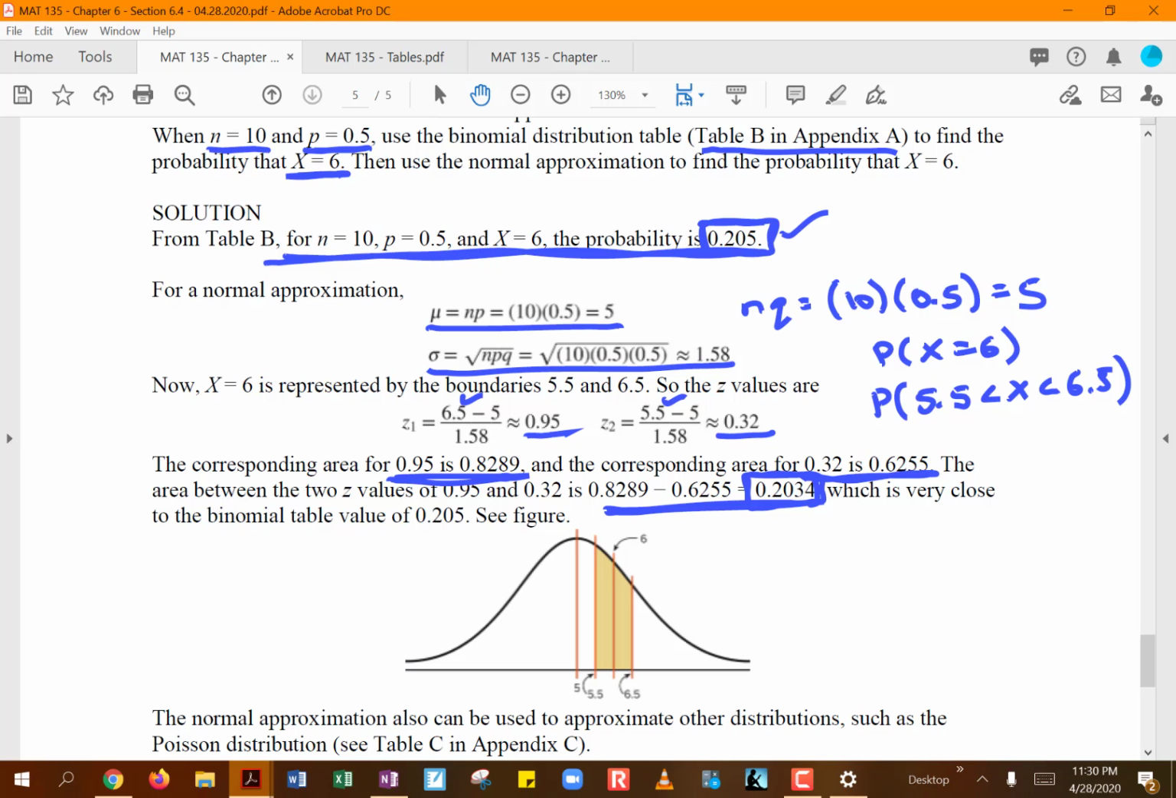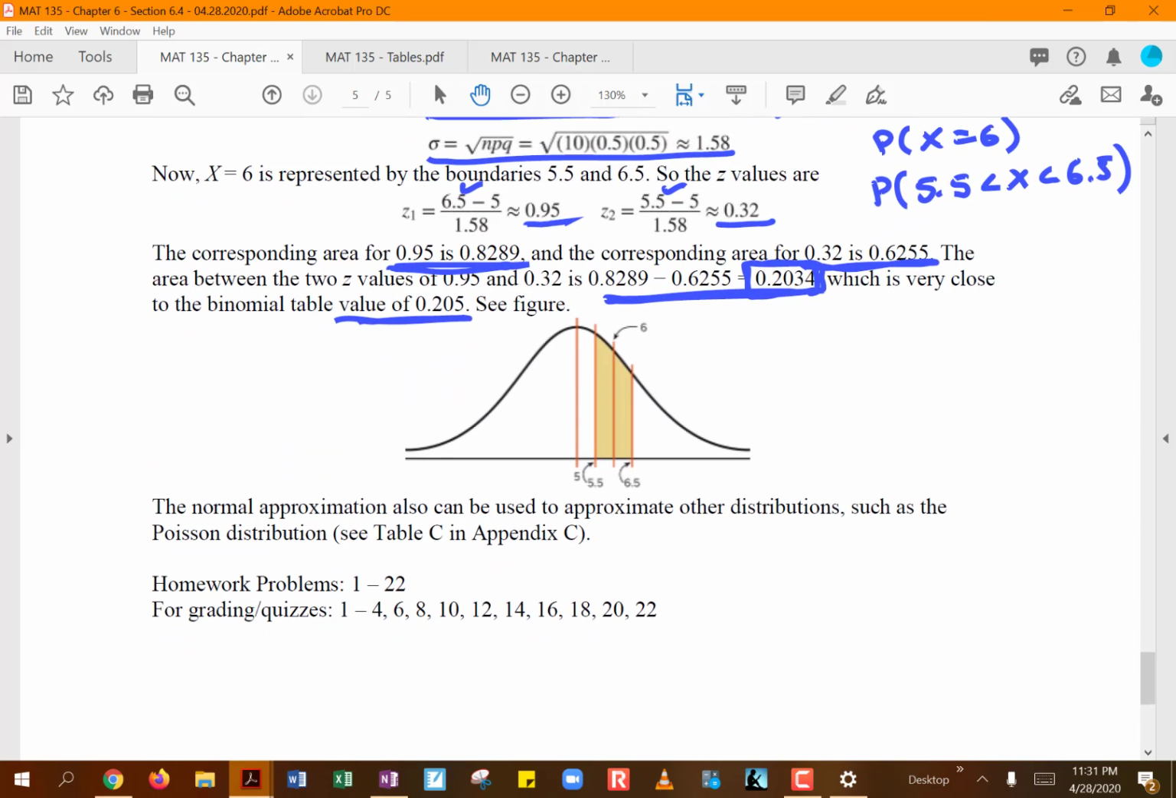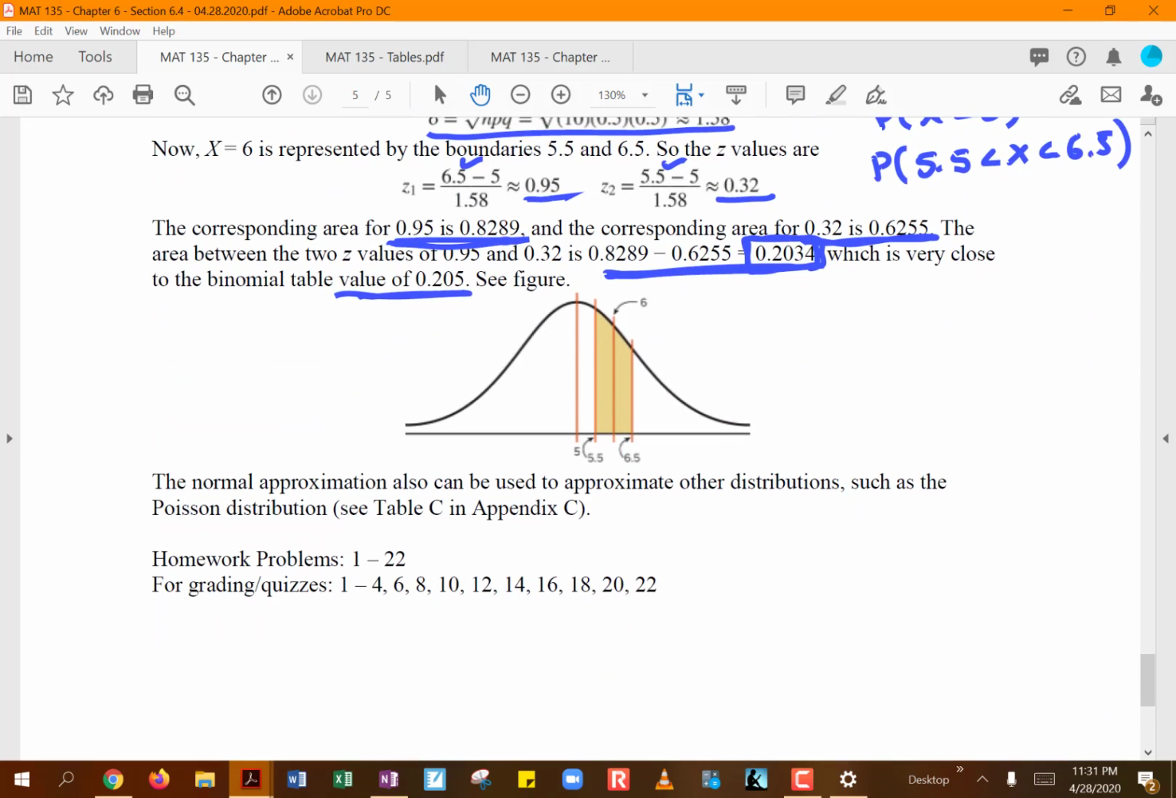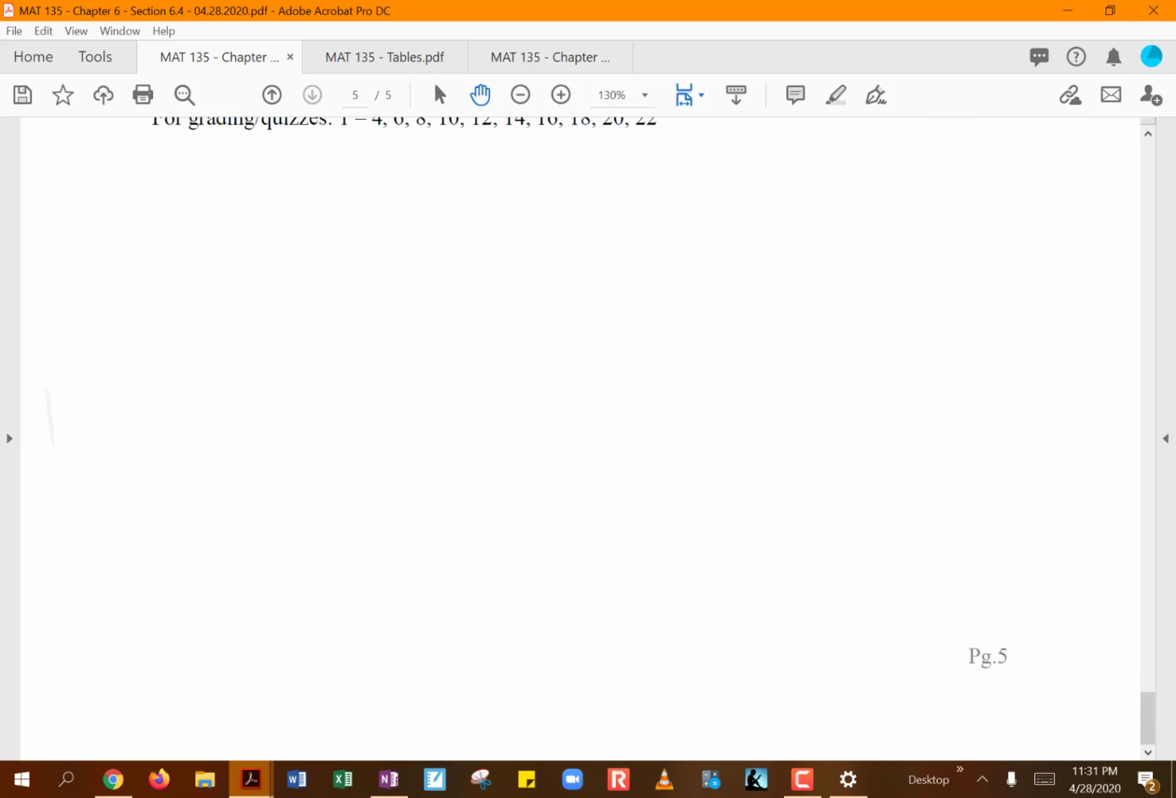Okay, and that's of course the shaded area we are talking about if you put this under a normal curve for this example. Now you can also use your normal approximation with other distributions, for example the Poisson distribution, though we're not talking about it. Just be aware that other than the binomial distribution, your normal approximations can also be used on other types of distributions. Okay, so these were the examples. Now let's take a look at some examples from our textbook.